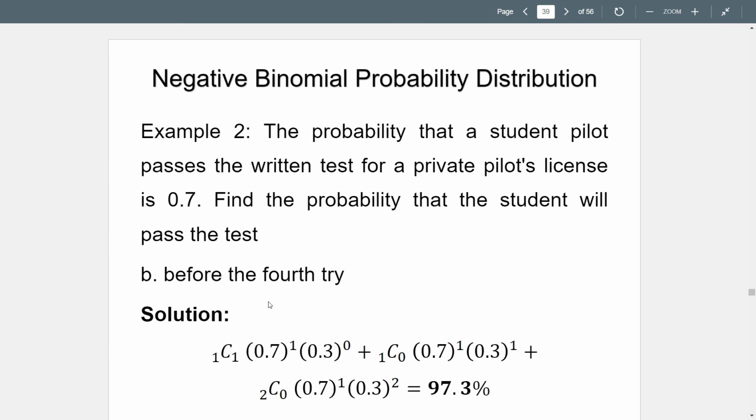For the chance before the fourth try, it's possible it passes on the first try, or fails on the second and passes on the third. So 1C1, and then the probability of success is 1 and failed is 0 for the first try. Then for the second try you'll have 0.7 and 1, so 2C0 based on the formula. So you'll have a 97.3% chance before the fourth try.